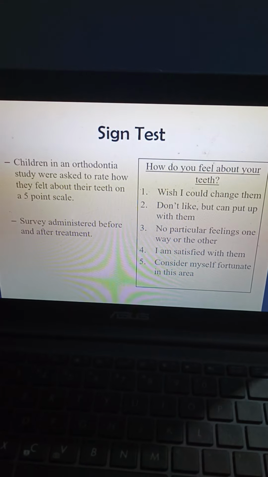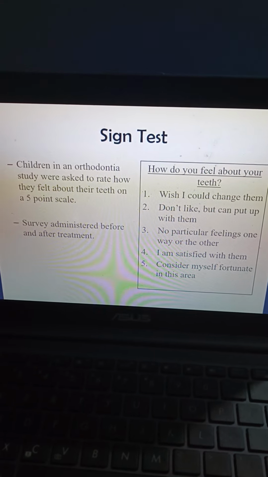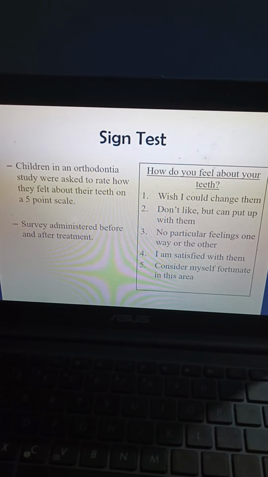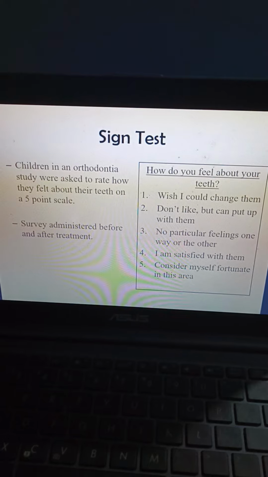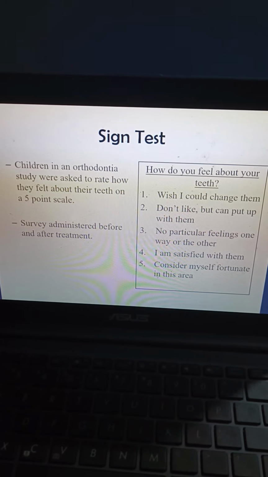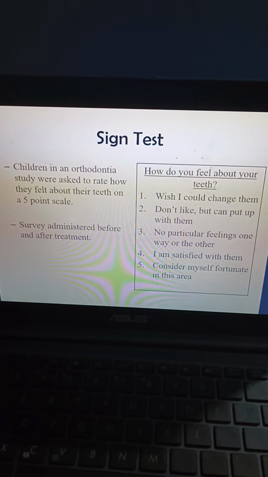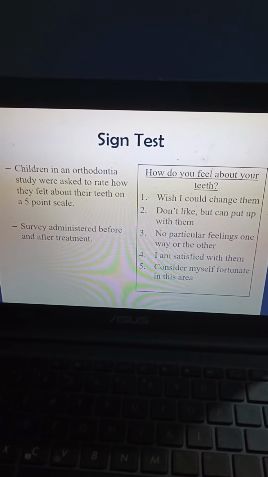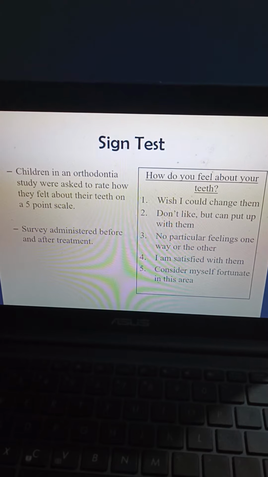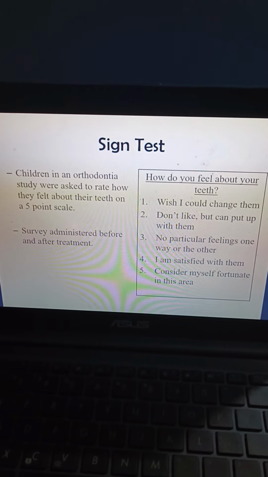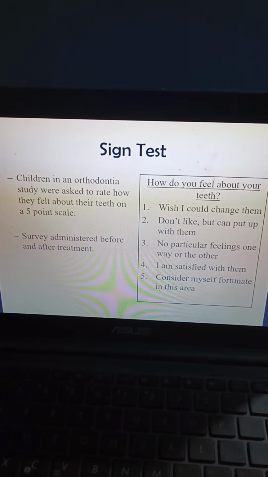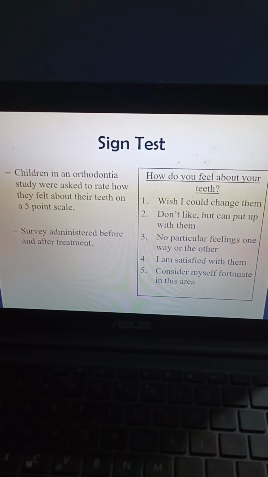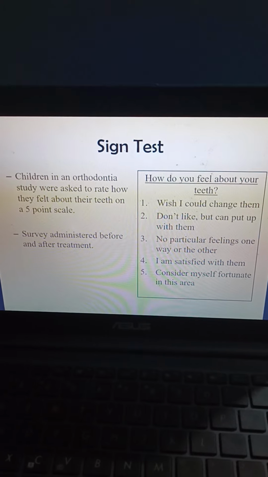The sign test: children in an orthodontia study were asked to rate how they felt about their teeth on a 5-point scale. Survey administered before and after treatment. How do you feel about your teeth? Wish I could change them, don't like but can put up with them, no particular feelings one way or other, I am satisfied with them, consider myself fortunate in this area. These are 5-point Likert scale.